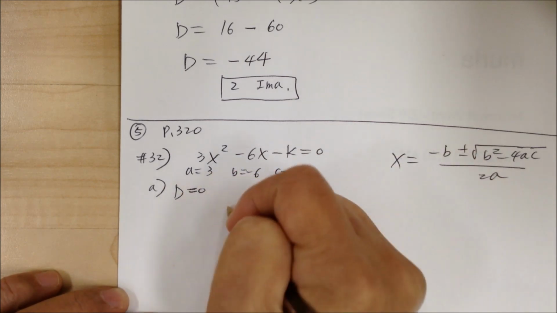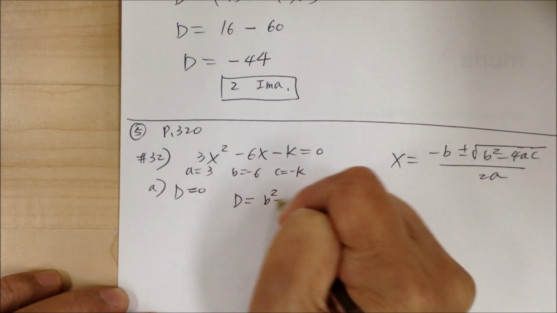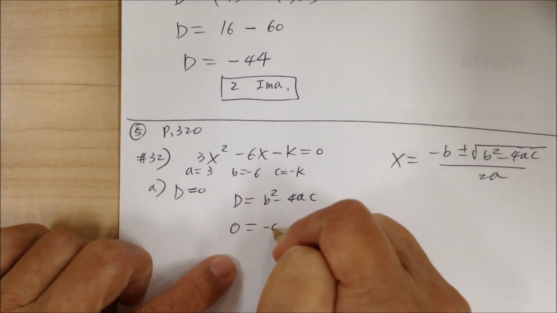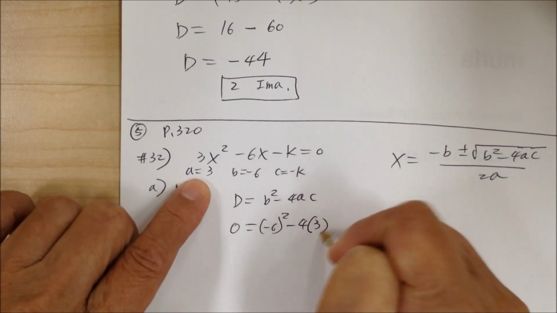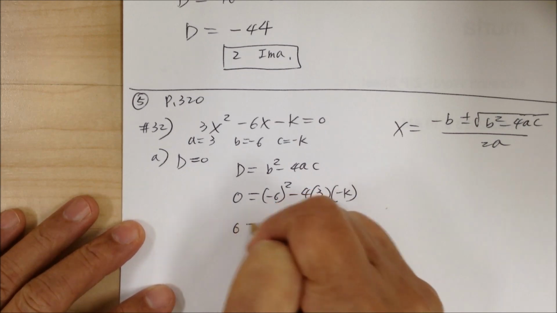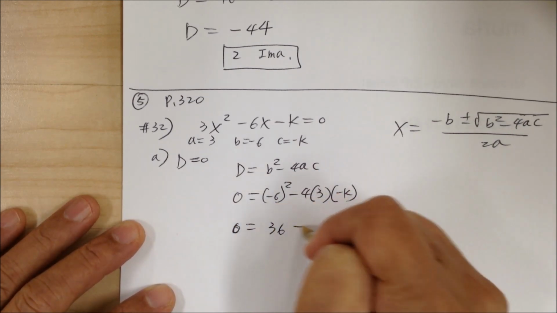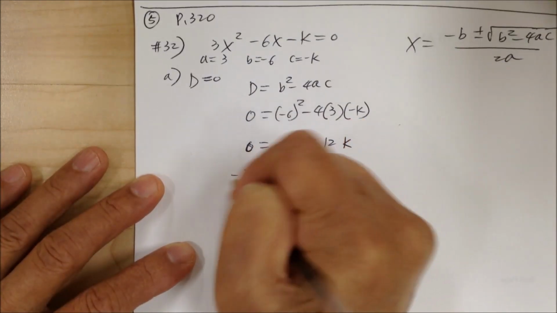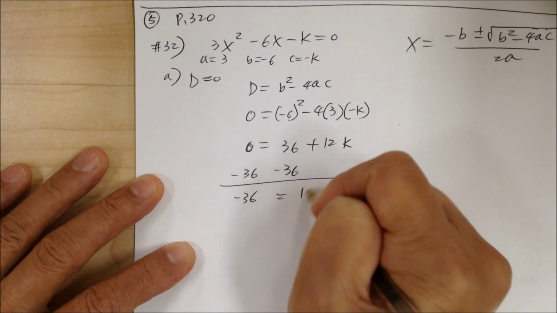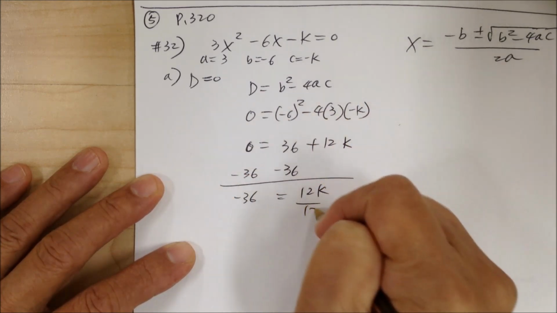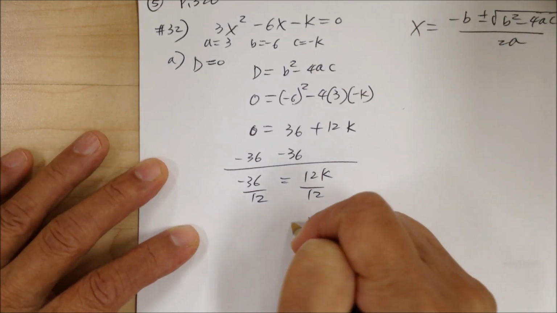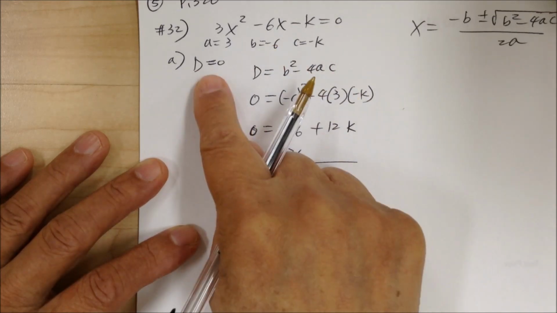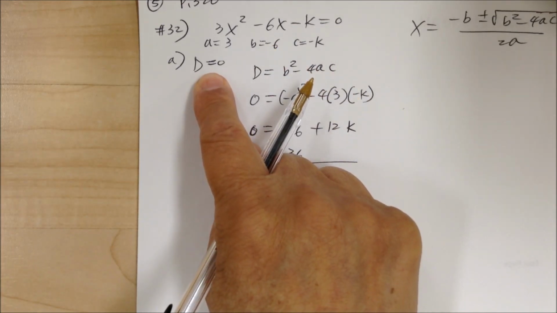Okay, that means, again, write down your formula. So D equal to b squared minus 4ac. So substitute everything. So you got D equal to 0, b equal to negative 6, a equal to 3, c equal to negative k. So 0 equal to 36 plus 12k. So minus 36 on both sides. So negative 36 equal to 12k. I should have moved this up, but it doesn't matter. So divide by 12, divide by 12. So you got k equal to negative 3. Okay? So when k equal to negative 3, you get the double root.